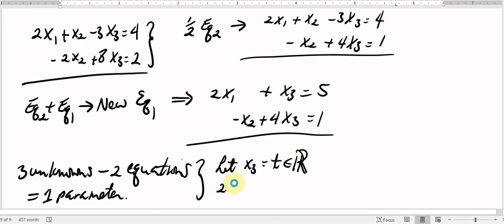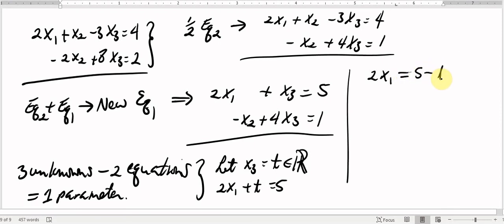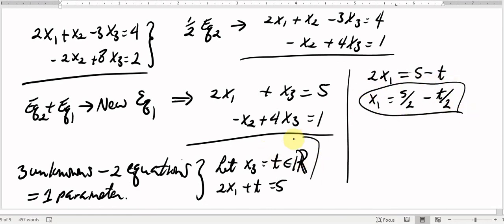So we have 2x sub 1 plus t is equal to 5. So I have 2x sub 1 is equal to 5 minus t. And so x sub 1 is equal to 5 halves minus t over 2. That's for x sub 1. The choice for x sub 3 is here.